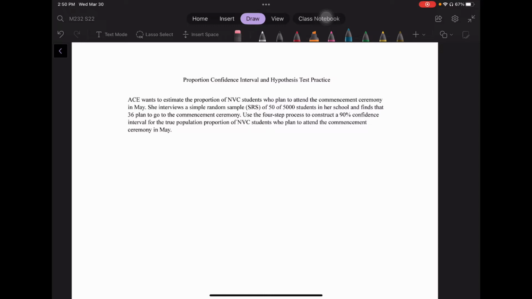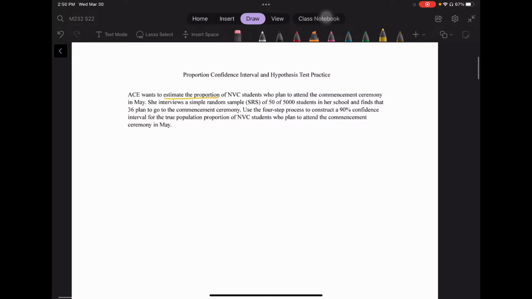I want to ask myself whether I'm talking about proportions or means. I want to know if I'm talking about one sample versus two samples, and then I want to know whether I should be estimating a parameter or running a hypothesis test. Because I want to estimate the proportion, that's a confidence interval right there. And I have one simple random sample. It tells me it's a proportion, and I have one sample. So that tells me I'm going to be doing proportions, confidence intervals, one sample. So then I can go to the rubric and use that as a guide.